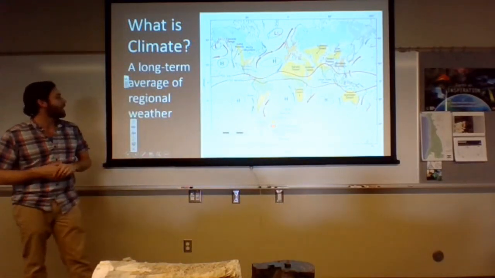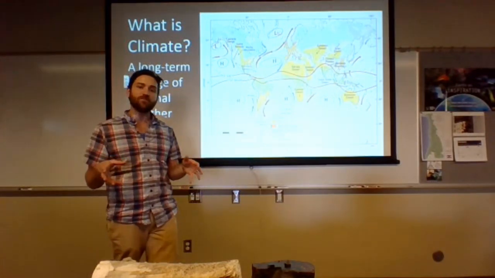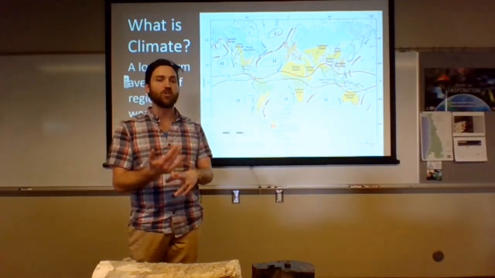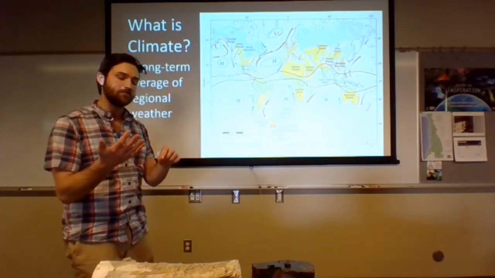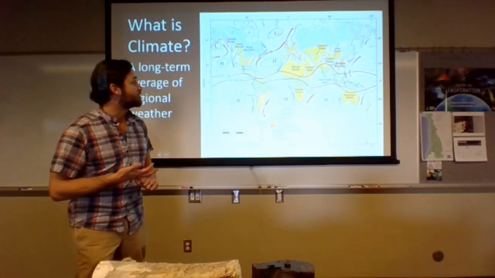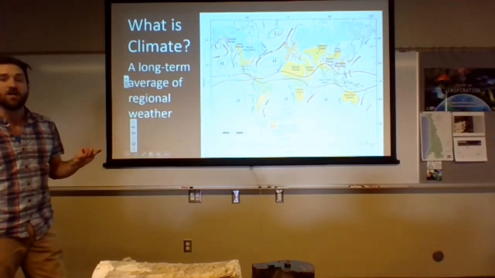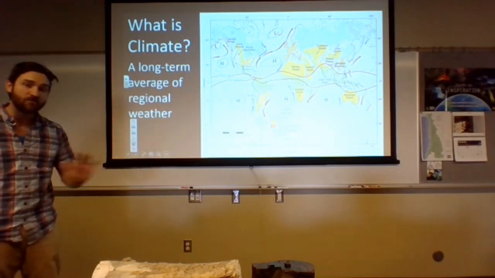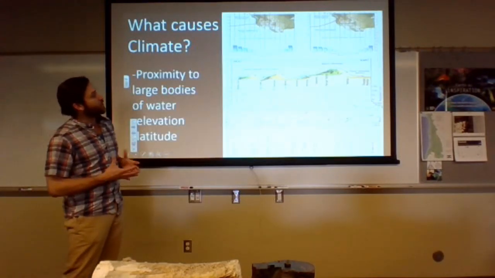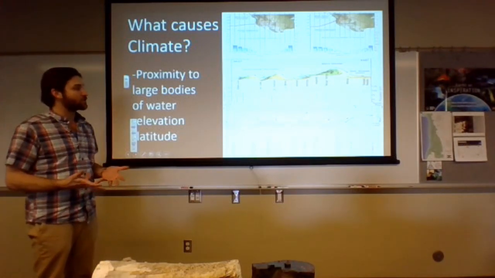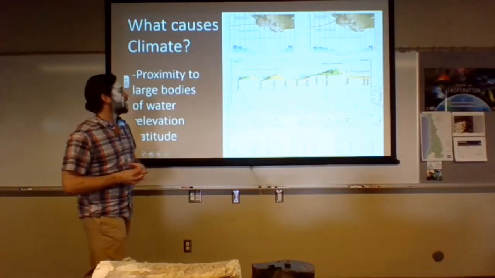So a long-term average of the regional weather that is due to a few different factors, right? Could be geographical factors like proximity to bodies of water, could be topographic factors, and so on. All right, so when we're talking about climate, we're really talking about a region's average weather conditions. Okay, so these are a few of the factors that may impact those repeated regional type of phenomena.